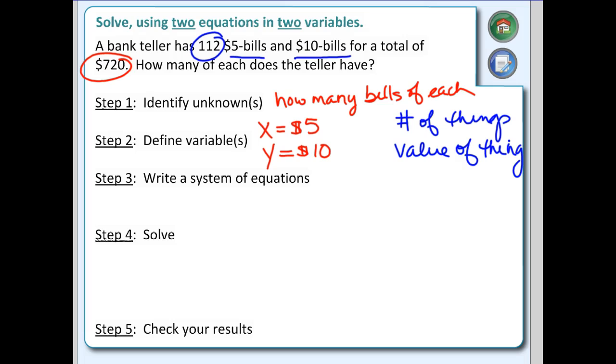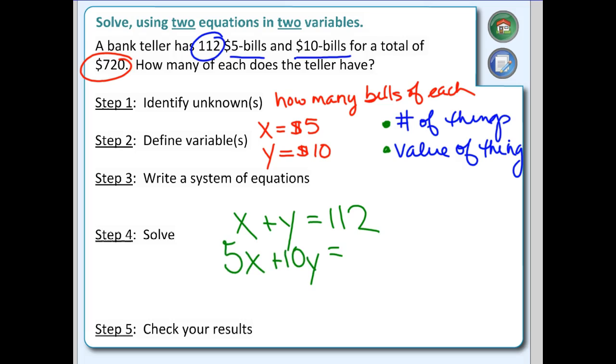So now, as I look at that, what two equations? Well, if we look at the first sentence, it talks about numbers of things. How many total bills does the bank teller have? Yeah, 112. So we know $5 bills plus the $10 bills equals 112. And then when we go to get our second equation that has to do with the value of the things, well, if x is my $5 bills, 5 times however many bills I have, plus my $10 bills, 10 times the number of bills, equals, and what was the total value?